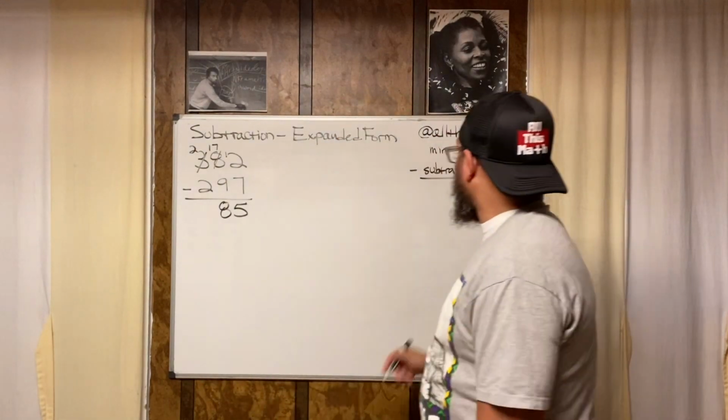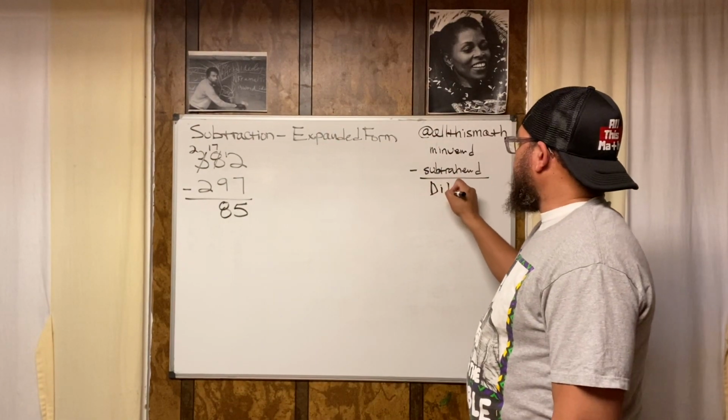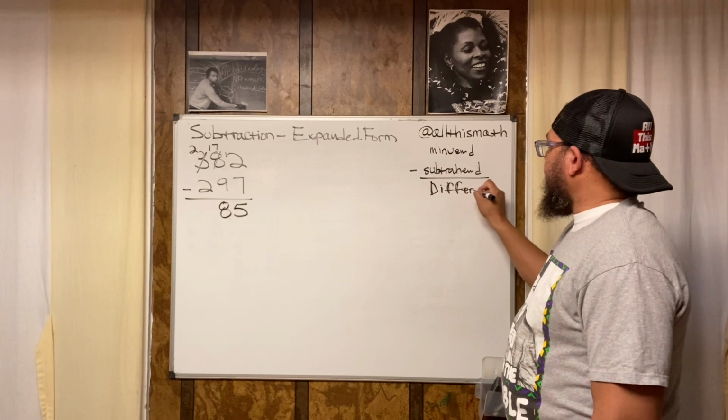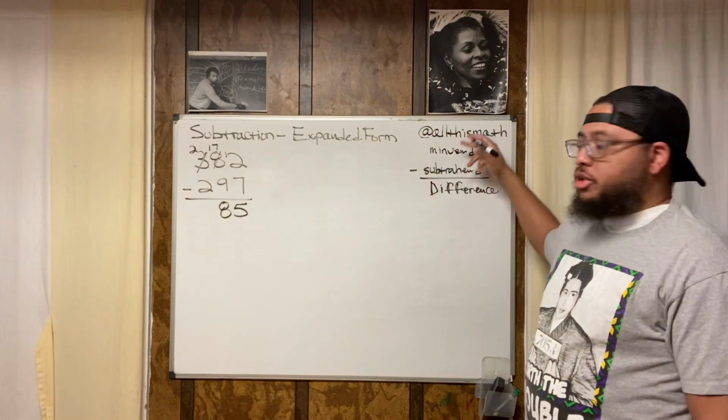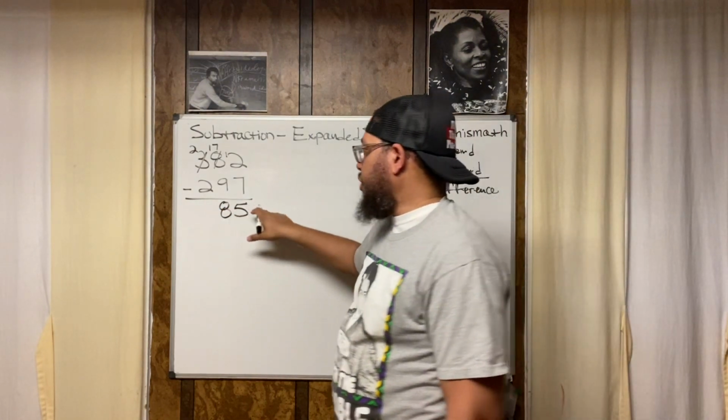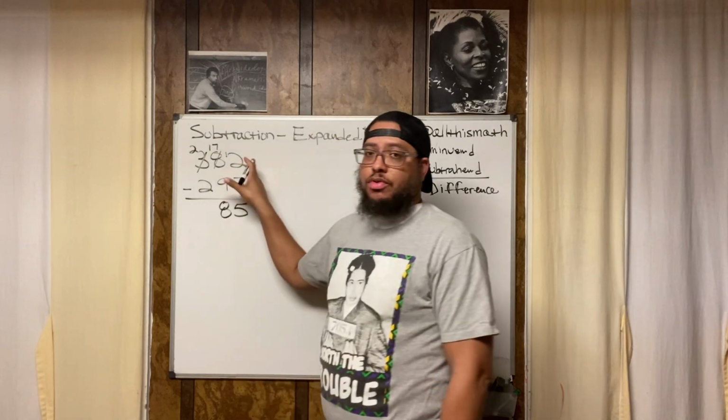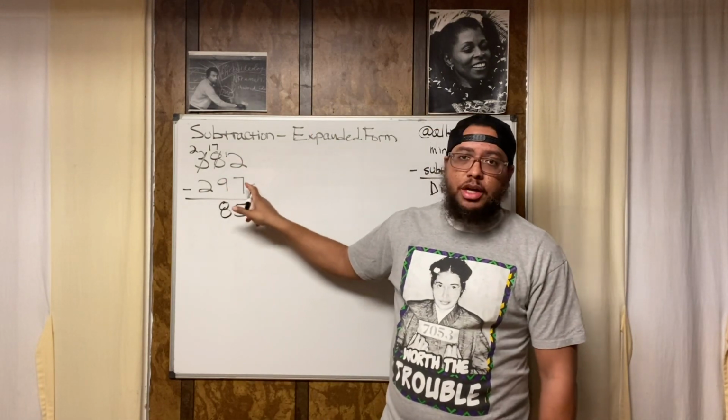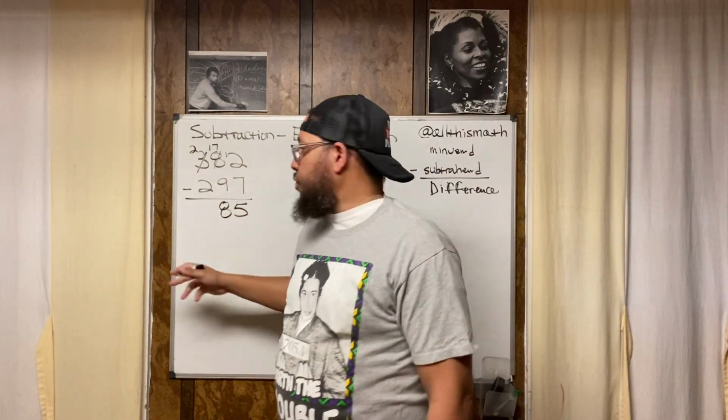Oh, that's another math term for you. Difference. Difference is the answer when you subtract two numbers. So our difference is 85. Our minuend was 382. Our subtrahend was 297. And our difference is 85.